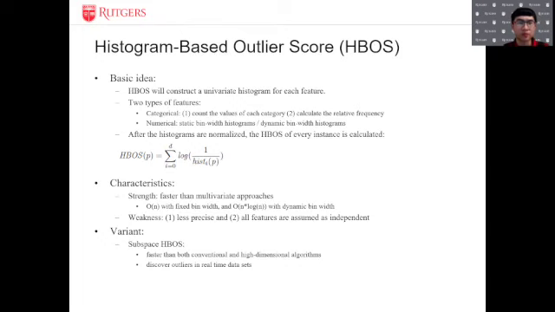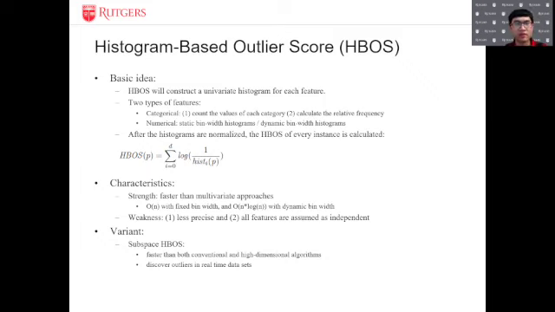Histogram-based outlier score, HBOS. HBOS will construct a univariate histogram for each feature. For each feature, an individual histogram will be computed. The height of each single bin represents density estimation. There are two types of features.